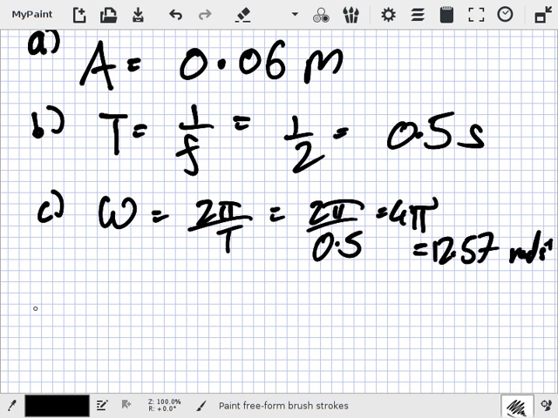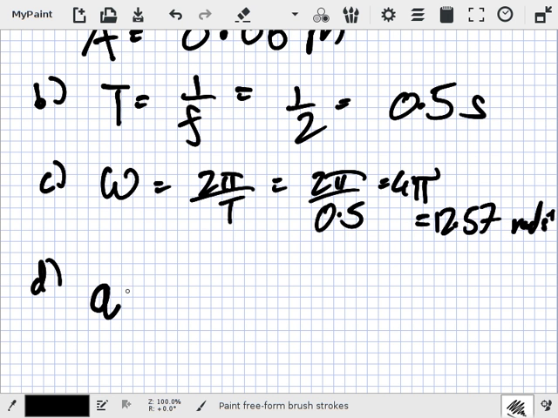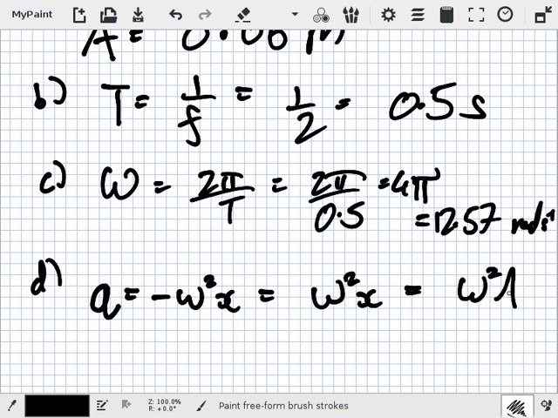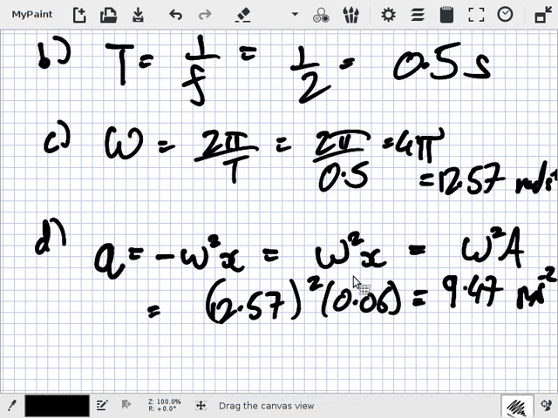D. What is the maximum acceleration? Well, the formula for acceleration is minus omega squared x. But since we want the maximum, we'll just take the positive. And the biggest the x could possibly be is A, the amplitude. So the biggest the acceleration could be is 12.57 squared times 0.06, which I hope is 9.47 meters per second squared. Yeah?